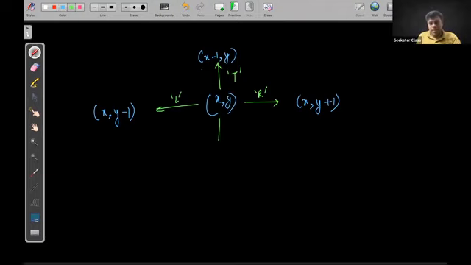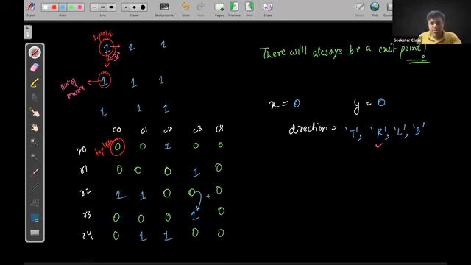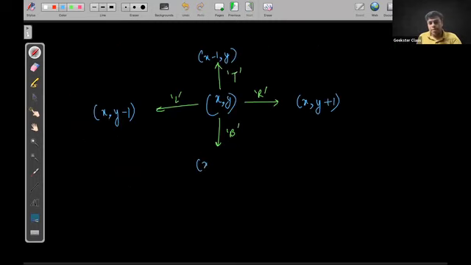And last thing, if we are going bottom, what will update? Row will update or column will update? Obviously row will update. If we are going to the next row, obviously row will update. Row will become from 2 to 3, but column will still be the same. So if we are going downwards, the row will become x plus 1, but the column will remain as y. Is this much clear what we are doing?